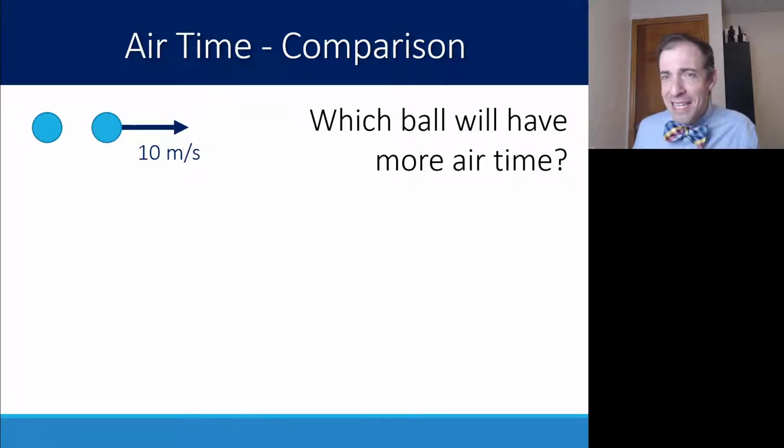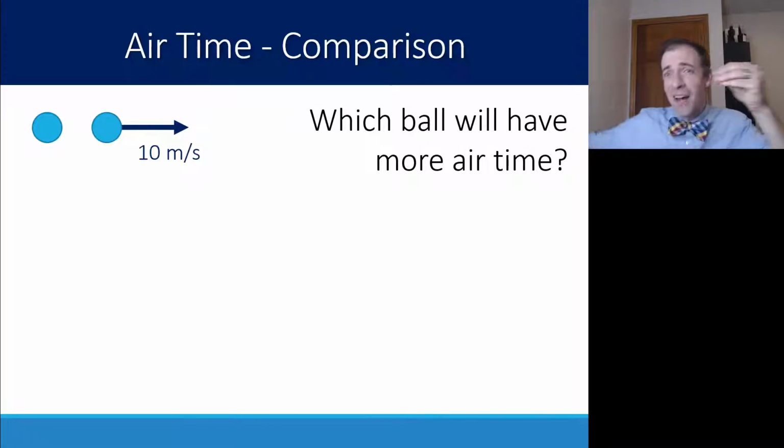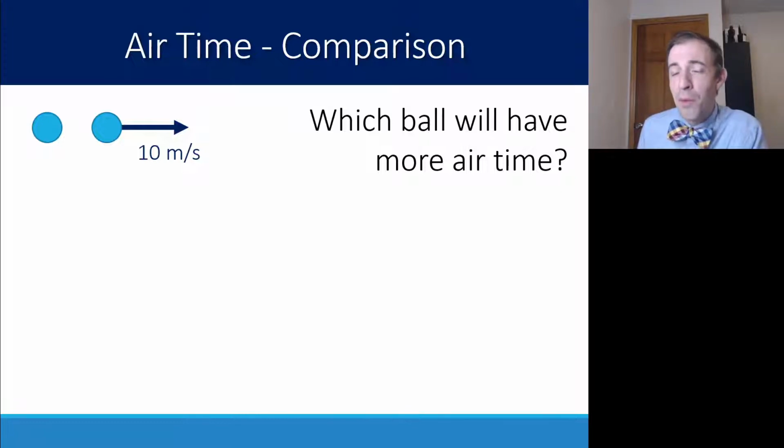So I want you to think and make a prediction. If you were to take a ball and drop it, and right next to it take an identical ball and send it horizontally, perfectly horizontally at 10 meters per second, which ball will have more air time? How will the time that they're in the air compare between the straight down drop and the horizontal launch?